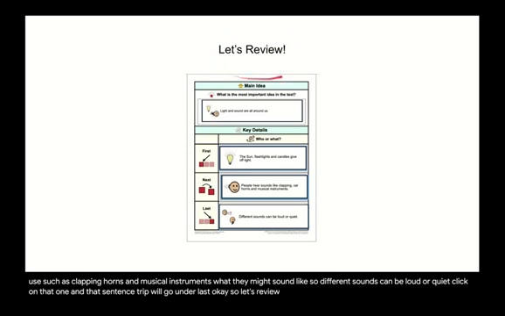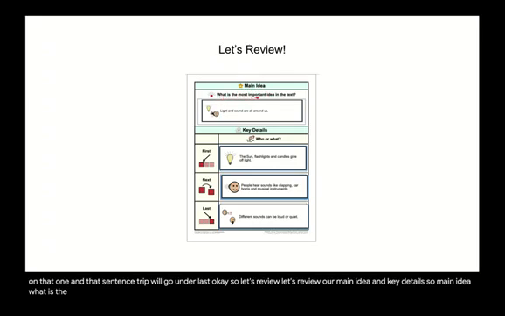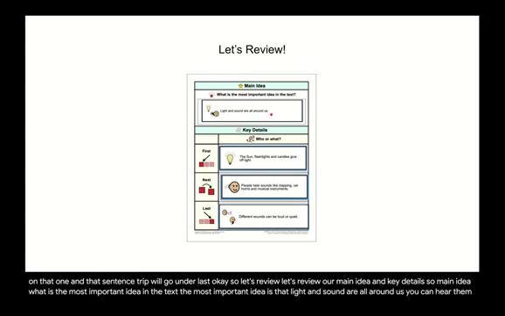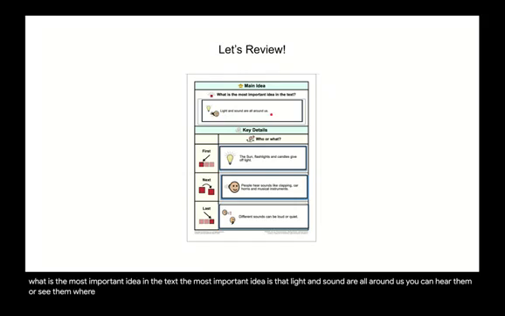Okay, so let's review our main idea and key details. So main idea, what is the most important idea in the text? The most important idea is that light and sound are all around us. You can hear them or see them wherever you go. Key details, who or what? The first part talked about light and how the sun, flashlights, and candles give off light.